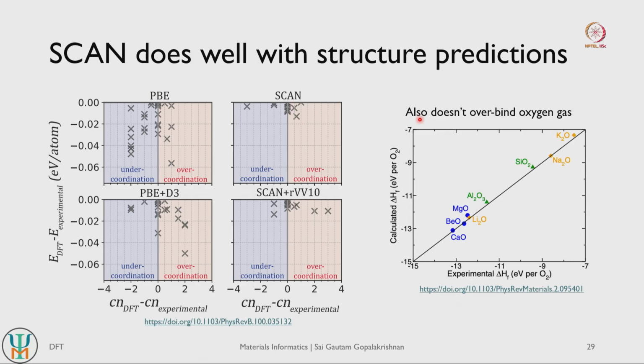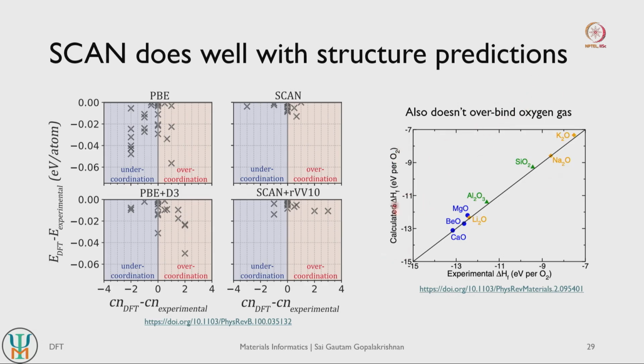And the other important problem that PBE has: PBE in general tends to underbind systems, but there is one notable system that it actually overbinds, where the bond length is lower than experiments and the cohesive energy or binding energy is way higher than experiments, and that is oxygen gas. So PBE is known for overbinding oxygen gas, and this introduces systematic errors when it comes to oxidation energies as well as formation energy predictions. So for prediction of different thermodynamic properties, we see that SCAN does not have this problem.